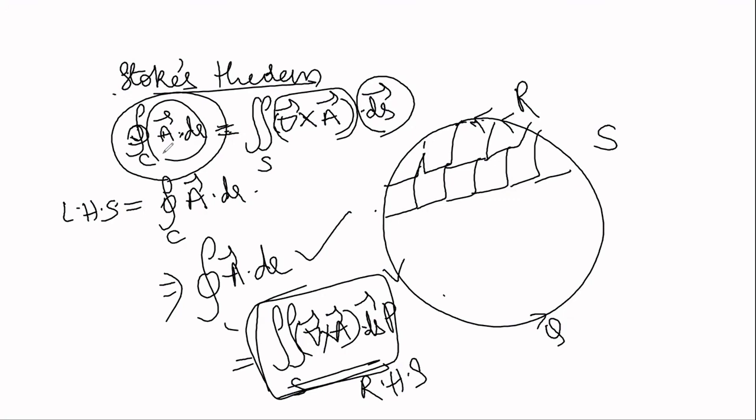So the line integral of A dot dr along the closed curve C enclosing a surface S is equal to the surface integral of curl of A over the surface S enclosed by the curve C. Okay, so this is Stokes theorem. In this way we have learned line integral, surface integral, volume integral, and Stokes theorem today. Okay, students. Let us learn Green's theorem and Gauss divergence theorem tomorrow.